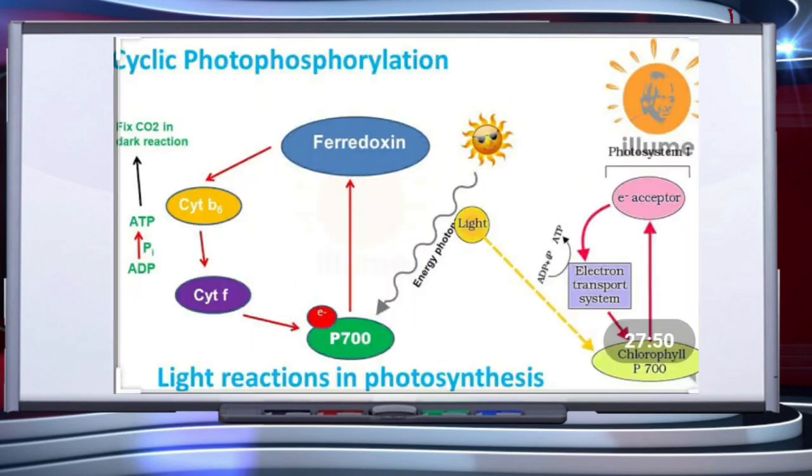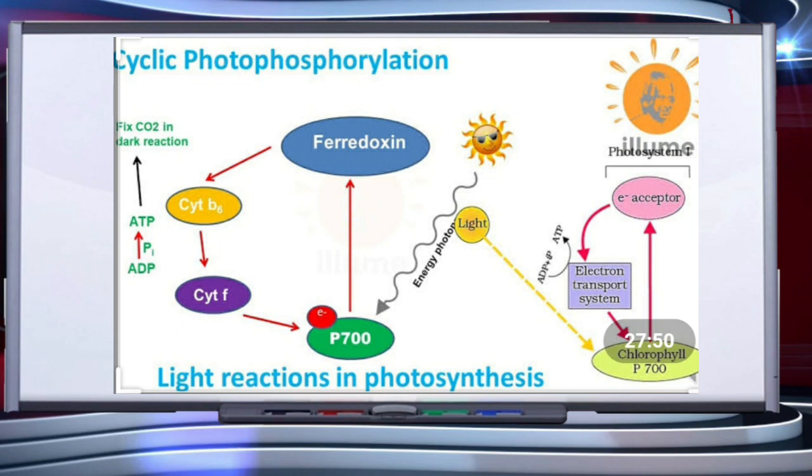In cyclic photophosphorylation, only photosystem 1 is functional. The electrons are circulated within photosystem 1 and phosphorylation occurs within the cyclic flow. This happens in the stroma lamellae, which lacks photosystem 2 and NADP reductase enzyme. So the excited electrons do not pass on to NADP but return to photosystem 1 through the electron transport system. There is a formation of ATP but no NADPH is formed.